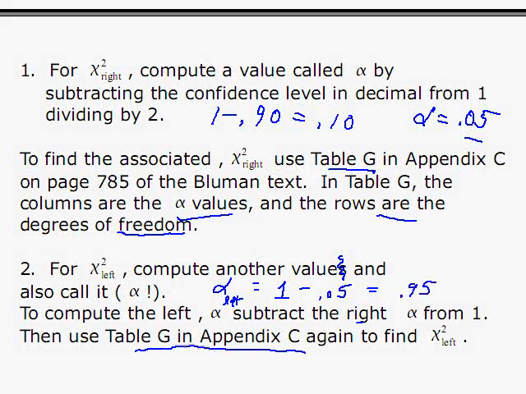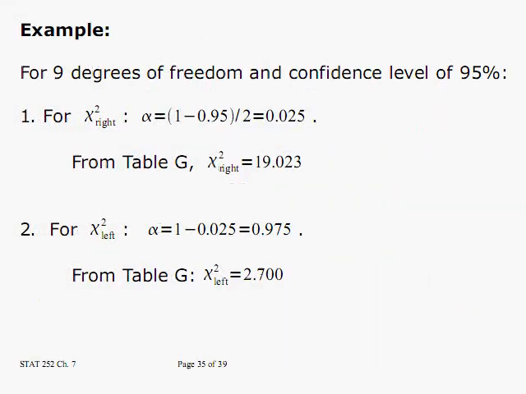Now go back to table G in appendix C, and you will find the other value. Remember, you have the same degrees of freedom. Here's an example for 9 degrees of freedom. So 9 degrees of freedom meant you had a sample size of 10. You want a confidence level of 95%. So you write the 95% as a decimal and subtract it from 1, divide by 2, and you end up with alpha, this is for the right, equals 0.025. Fine. Then you go to table G, and for 9 degrees of freedom and an alpha of 0.025, you find that the chi-square for the right is 19.023.